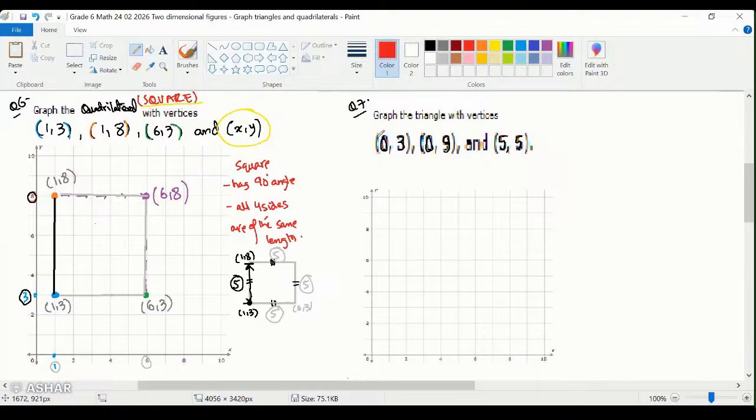(0, 3) means x is 0, y is 3, right? 0 comma 3. The next one is 0 comma 9. That means x is 0, y is 9.